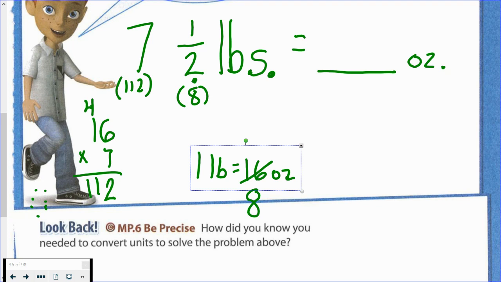So what we now have to do to get our final answer is we have to add 112 plus 8. If you can do that mentally, go right ahead. If you need to write an equation, do that.